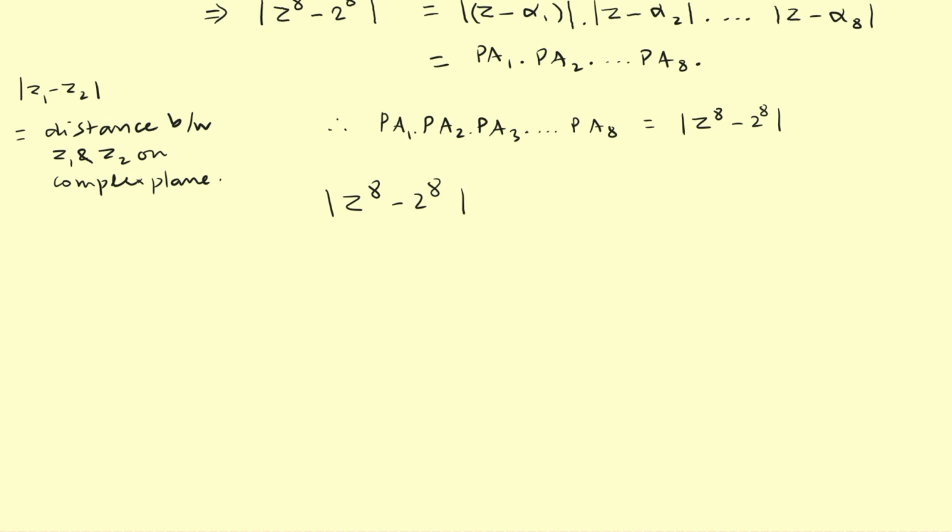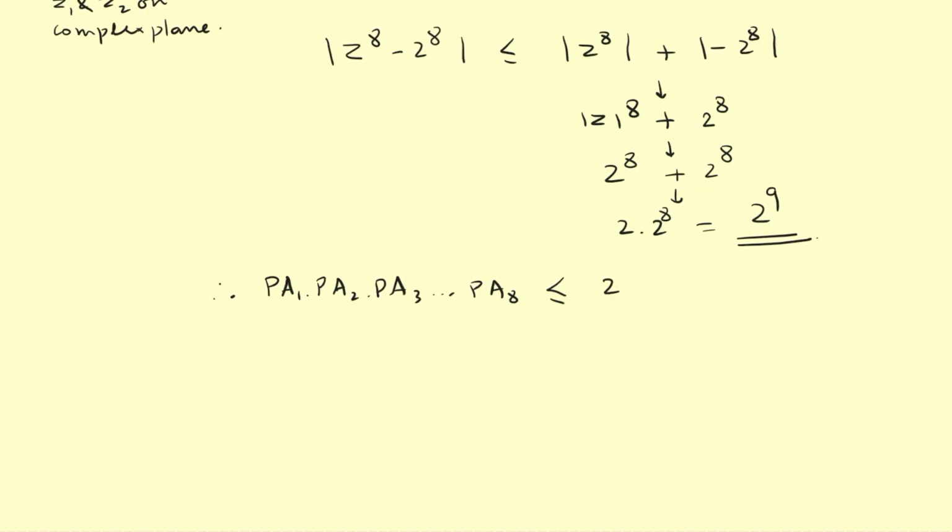Now using the triangle inequality as we studied in complex numbers, mod of z1 plus z2 is less than or equal to mod of z1 plus mod of z2. So we can split it as a sum of two complex numbers like this, and their modulus will be greater. So this is the maximum possible value that is going to be arrived at. That is, the maximum possible value will be 2 into 2 to the power 8, which is 2 to the power 9, and that is going to be the answer for this question.